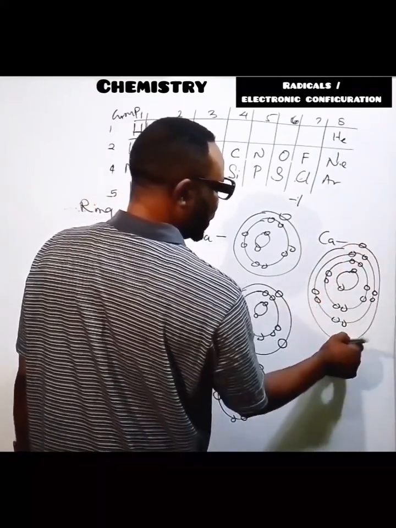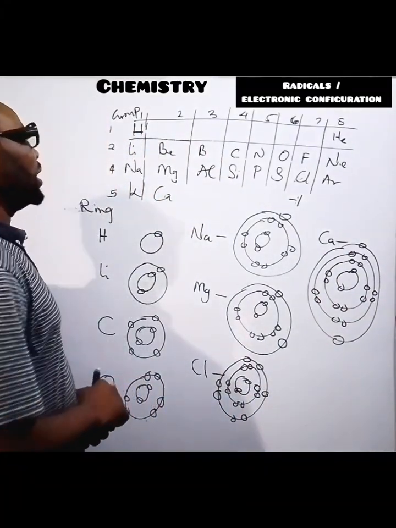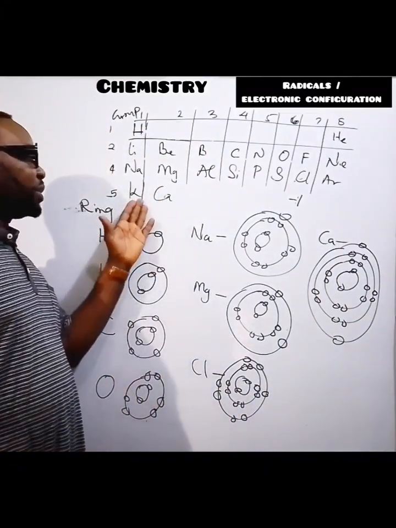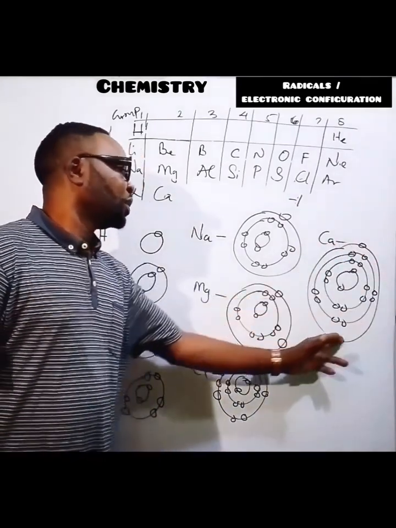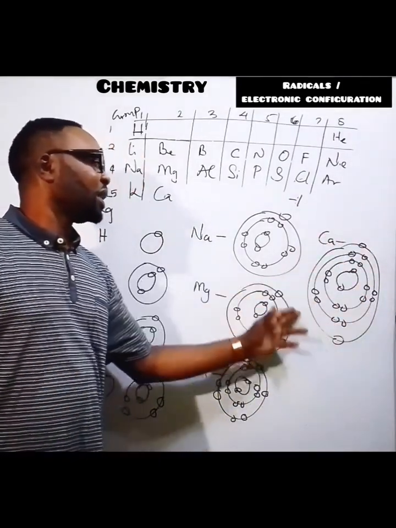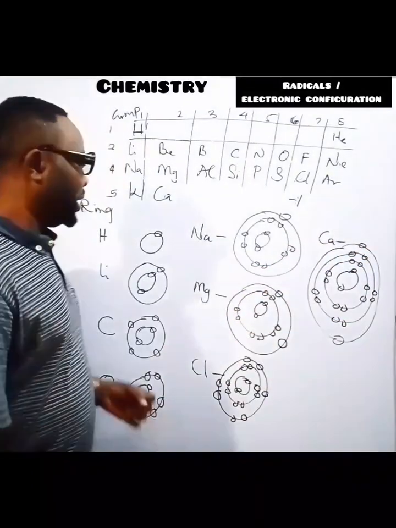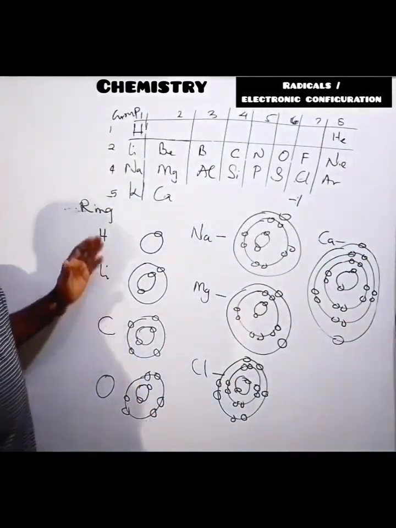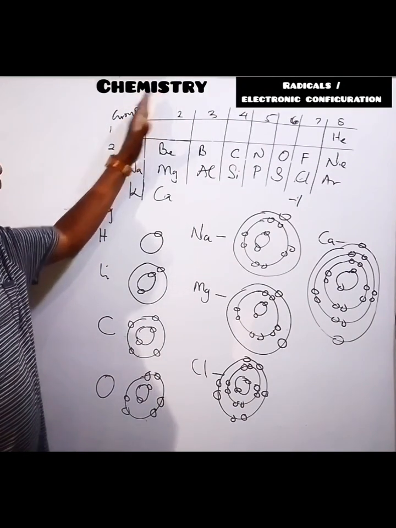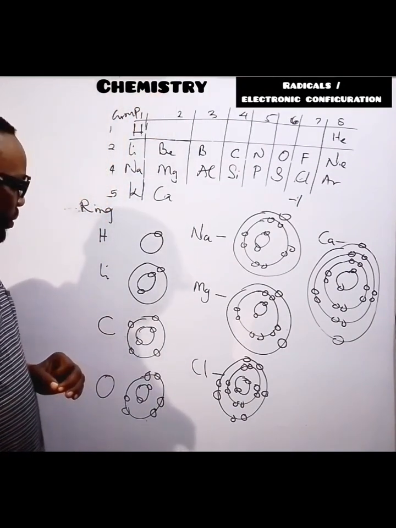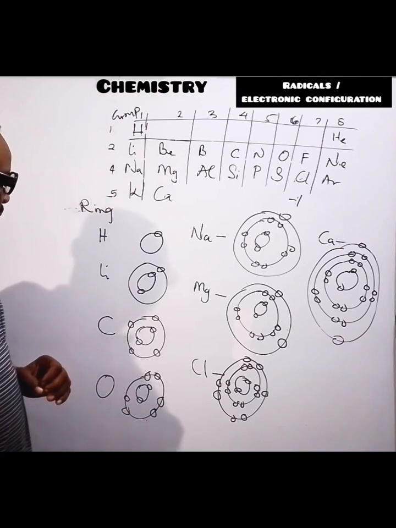1, 2. Now you can see the number of electrons we find in the outermost shell. When you say outermost shell, you are talking about the shell that lasts outside, and it is the same as the number of the group that each of these elements belongs to. Another thing you need to know is this.